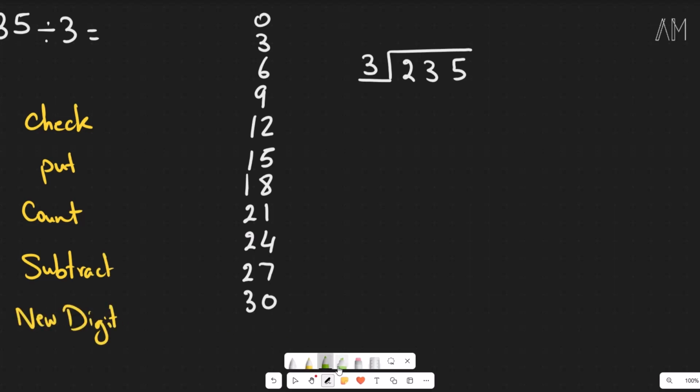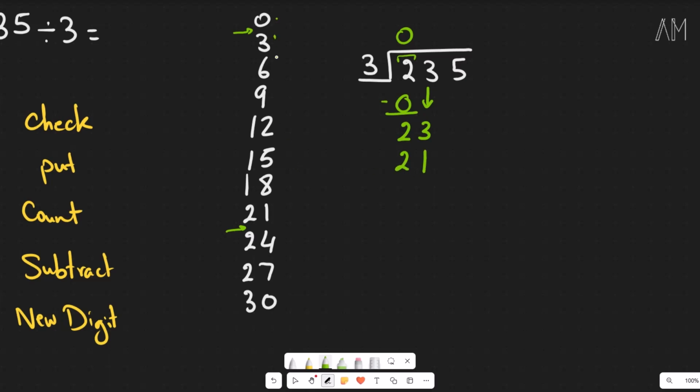Check, put, count, subtract, and after subtraction always make sure that a new digit will come down if I have any. Okay, let's get started with the first digit, which is 2. 2 is between 0 and 3. I will choose the smallest, which is 0. So I'll put the 0, count till 0, and always counting 0 will be 0. Subtract, 2 minus 0 is 2, and then a new digit will come down. There we go, it's 23. Again, check, where's 23? It's actually between 21 and 24. I will choose the smallest, which is in this case 21.